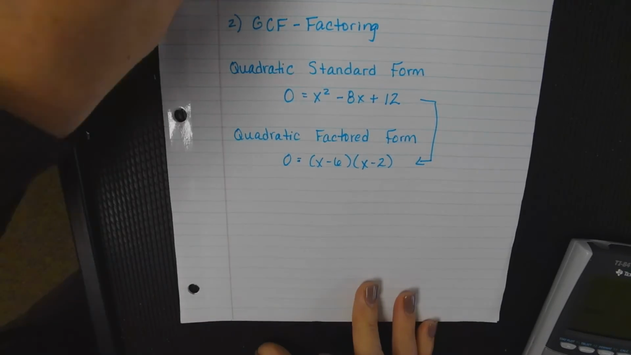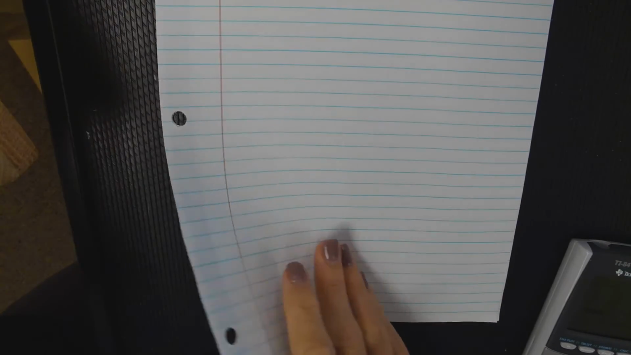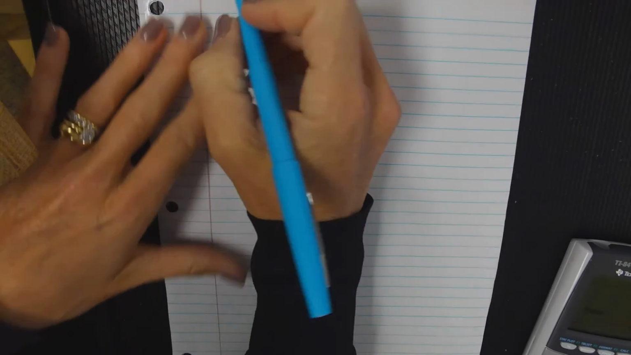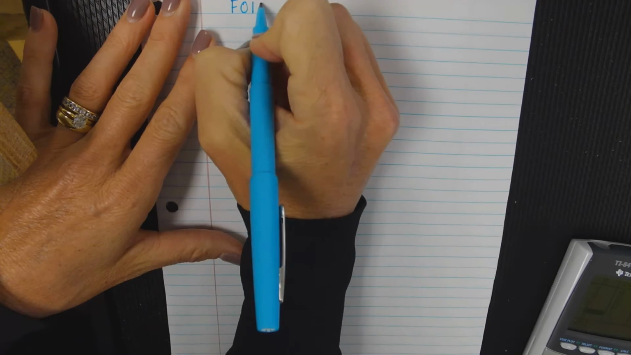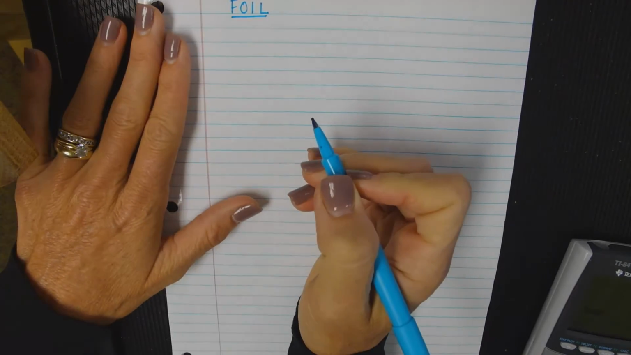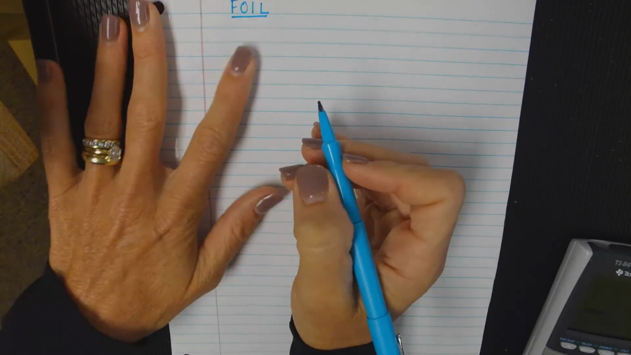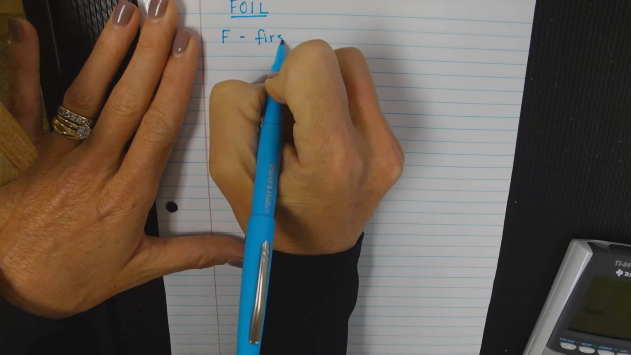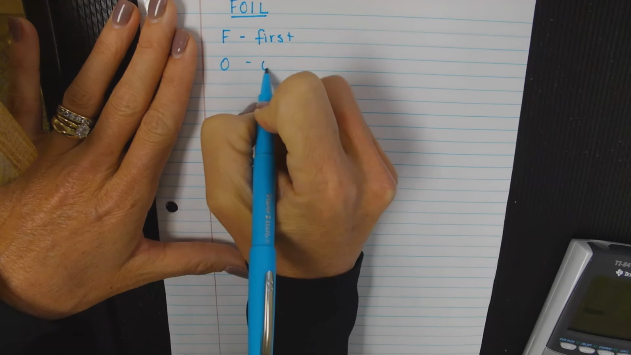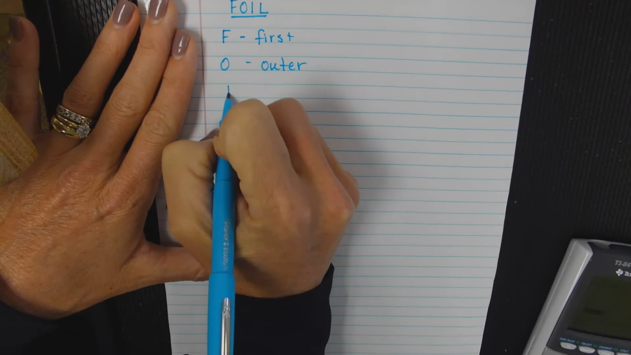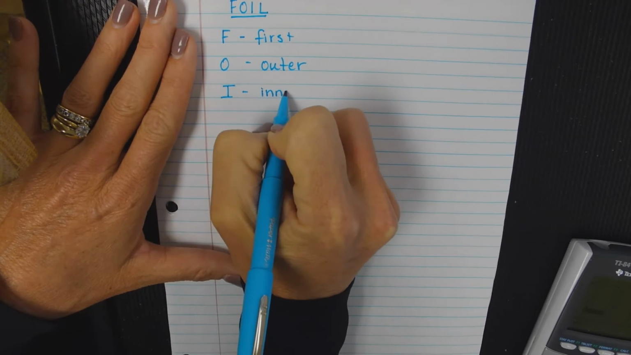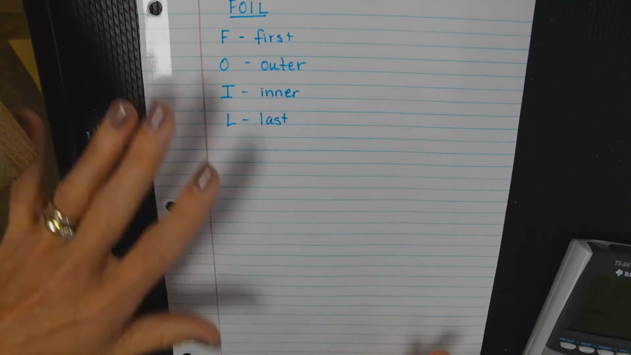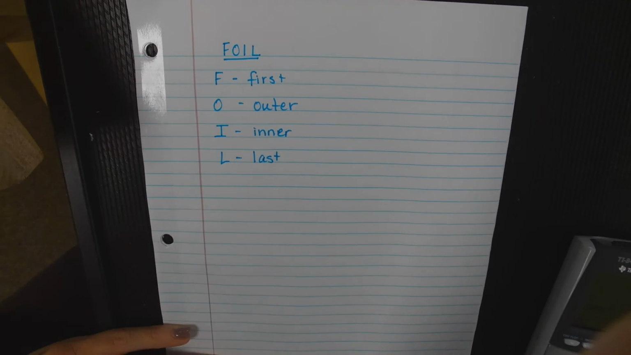So a quick review on FOIL. You've had it in Algebra 1, but I am going to go over it again. It's kind of fun. I've posted a funny video on LMS, just to refresh your memory. F stands for first, O stands for outer, I stands for inner, and L stands for last. I love this stuff. I think it's fun.